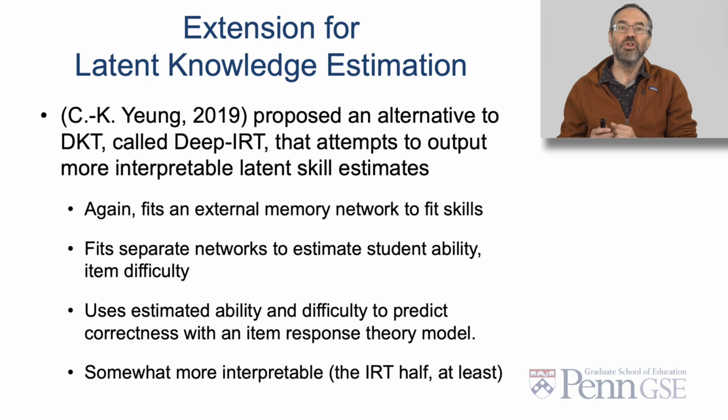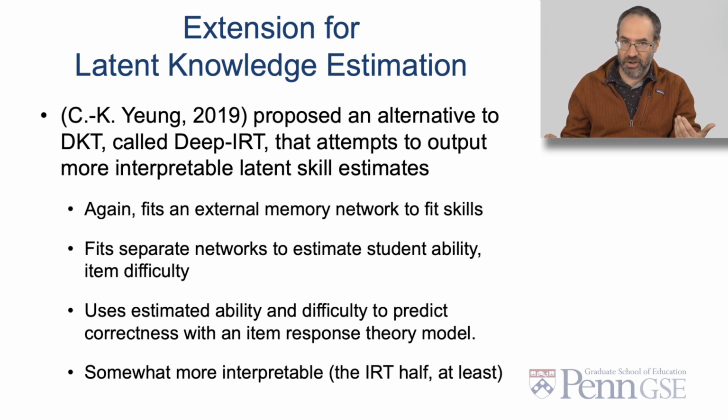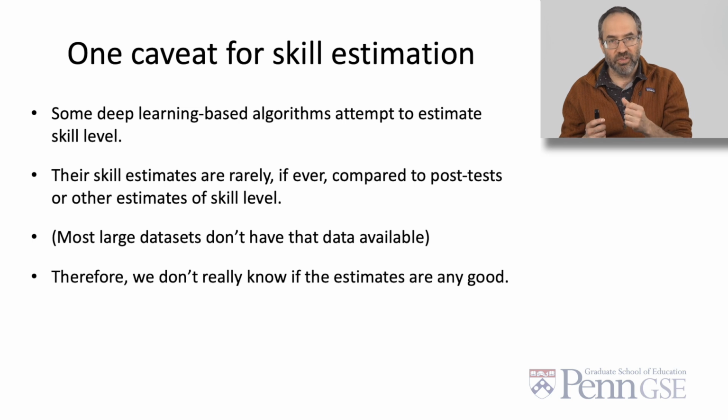Again, it fits an external memory network to fit the skills, and now fits a separate network to estimate student ability and item difficulty. It then uses that estimated ability and difficulty to predict correctness with an item response theory model. And it's somewhat more interpretable than the previous approaches, or at least the IRT half of it is. Now, one caveat for skill estimation.